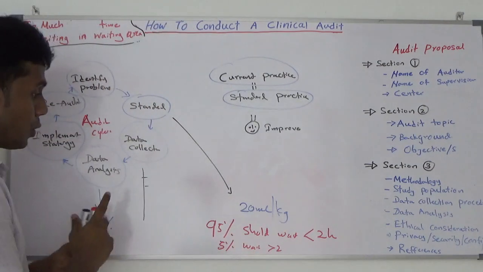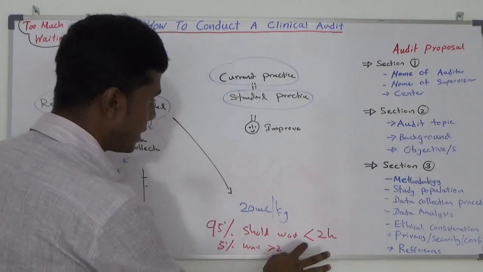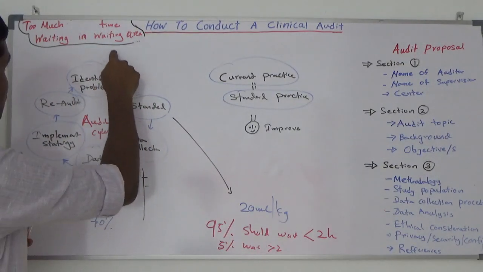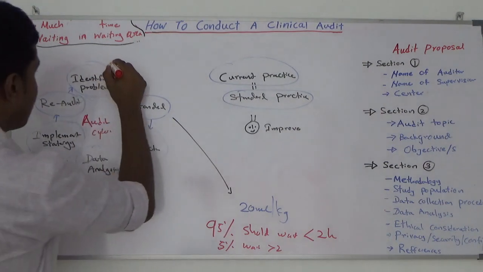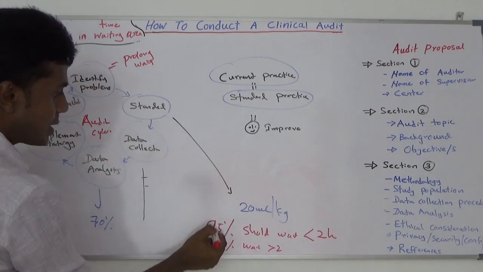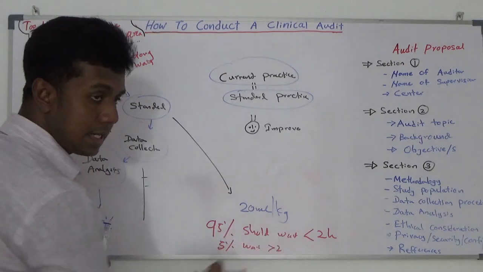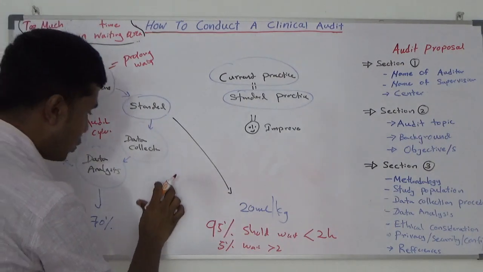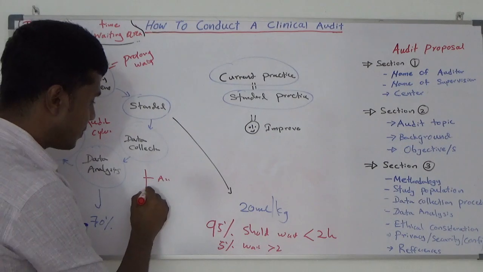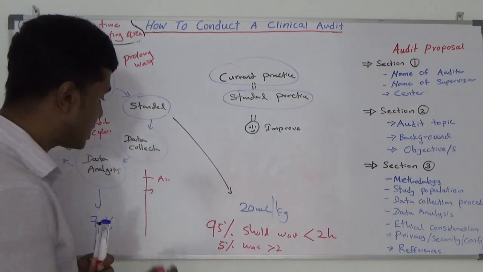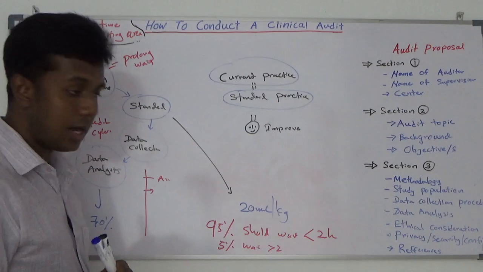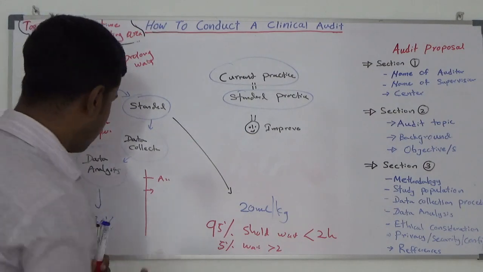So here I want to check whether this standard is met for our patients. My problem is prolonged waiting in the waiting area. The standard value is that 95% of patients should wait less than 2 hours. So then I am going to collect data. I am going to check the BHT. At what time did the patient come to theater? At what time was the patient taken inside? At what time was surgery finished? At what time was the patient taken to the recovery area? At what time was the patient sent to the ward?